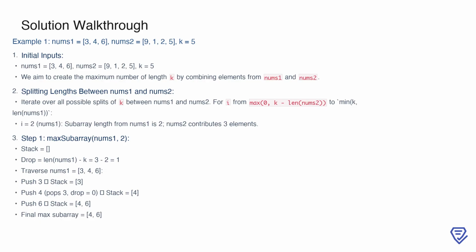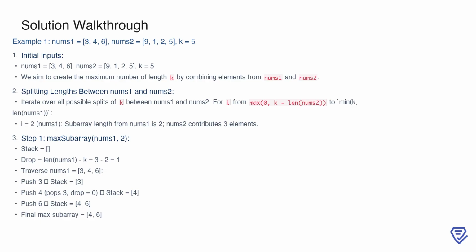Here, i is 2, meaning we take 2 elements from nums1 and 3 elements from nums2. Next, we use a helper function, max subarray, to find the maximum subarray of the specified length from each array. Starting with nums1, we need a subarray of length 2.